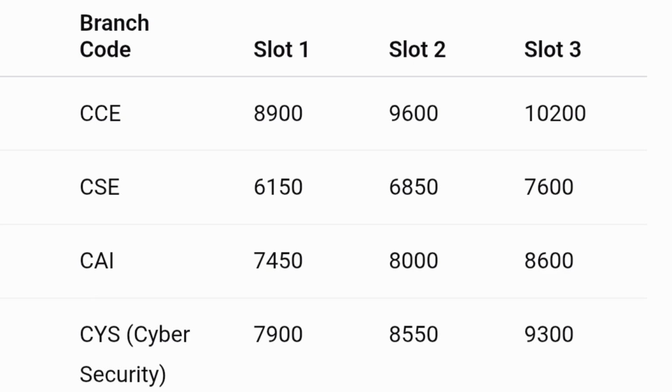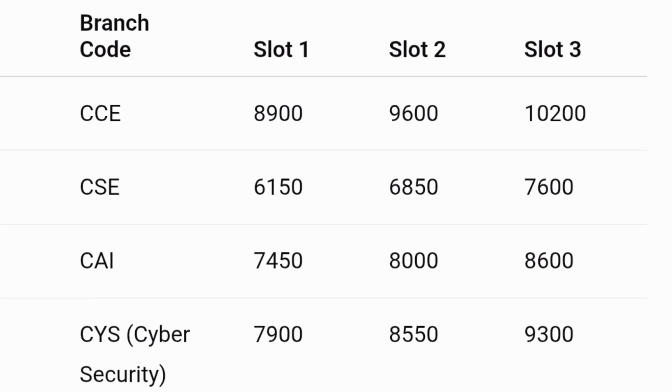Similarly, the second branch you can see here is CAI, which is computer science with AI. So in slot 1 itself, you can get it around 7500 rank, and in slot 2 around 8000 rank, you can expect the computer science with AI branch. And further, if your ranks are 8500, 8600 also, you can get it in slot 3. So those are the top two branches.